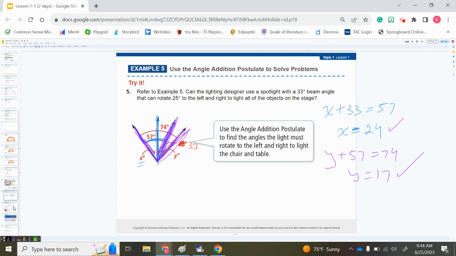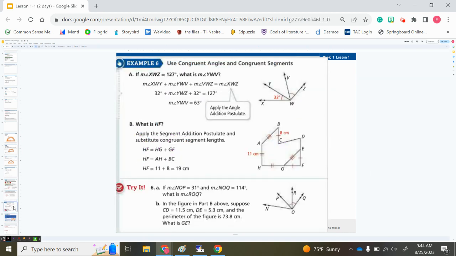Okay. So everything's kind of on one slide, guys. So example 6 says use congruent angles and congruent segments. So we need to start identifying what is congruent and what is not congruent, okay? So it says if the measure of angle XWZ is 127 degrees, what is the measure of YWV? All right, so I'm going to write some things down.